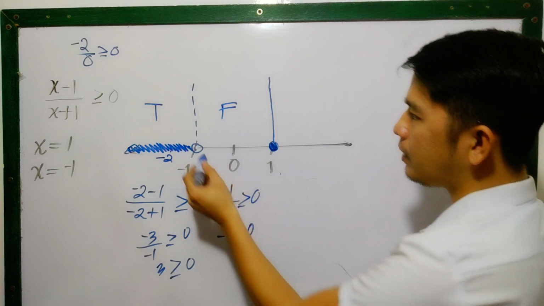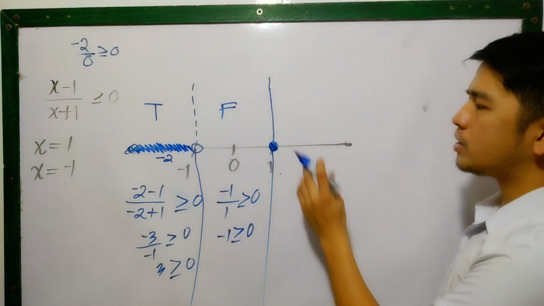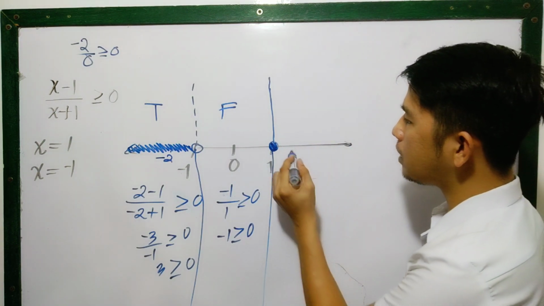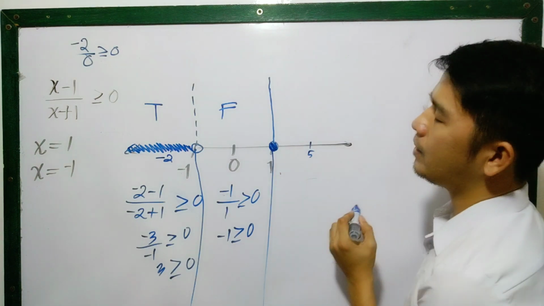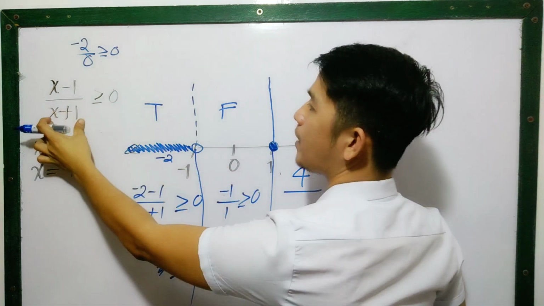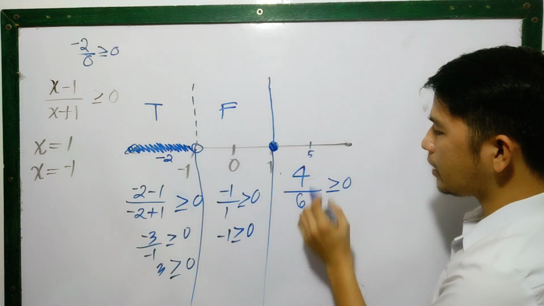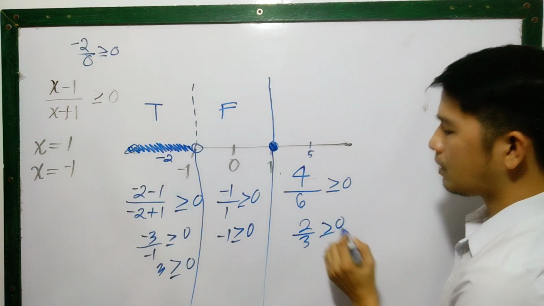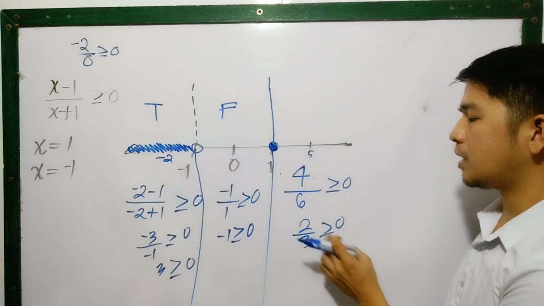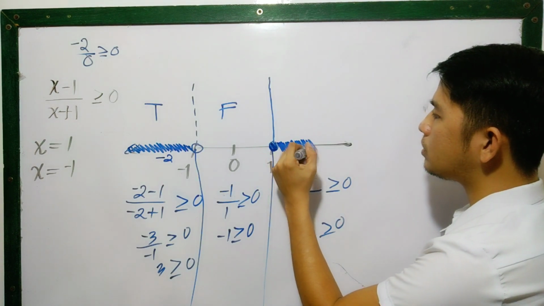Let's go to the third. Hatiin natin siya, no? Hatiin. Yan. Let's go to the third. Kuha tayo ng number na nandito sa lugar na to. Let's say positive 2, let's say positive 5. When x is 5, 5 minus 1, 4, over 5 plus 1, 6. Greater or equal to 0 ba yan? That is 2/3. Okay, yes. Basta mag-positive lang to. Okay na eh. True na siya eh. Kasi greater or equal to 0. So, therefore, ito yung ating solutions.